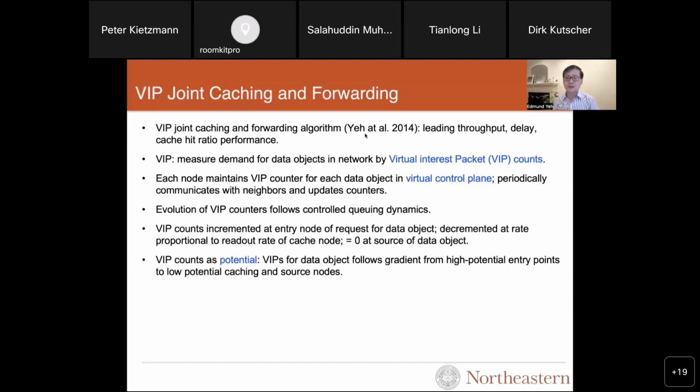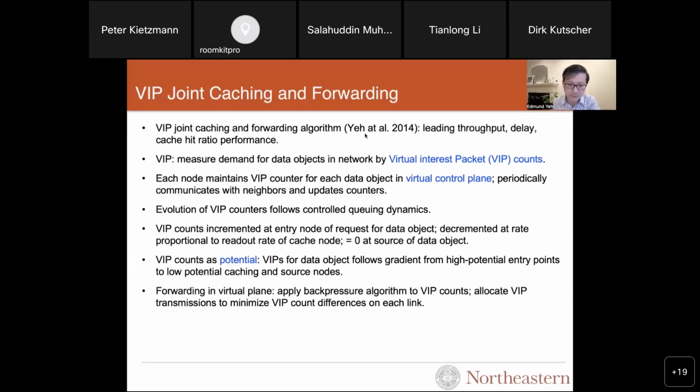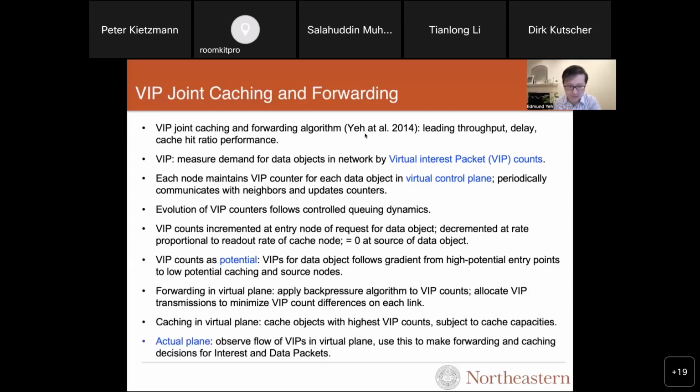The VIPs for data objects follow a gradient from high-potential entry points of these requests to low-potential caching and source nodes. Forwarding in the virtual plane basically applies the back-pressure algorithm to VIP counts and allocates VIP transmissions to minimize the VIP count differences on each link. Caching in the virtual plane will cache objects with the highest VIP counts subject to cache capacities. And in the actual plane, we will observe the flow of VIPs in the virtual plane and use this to make forwarding and caching decisions for actual interest and data packets.